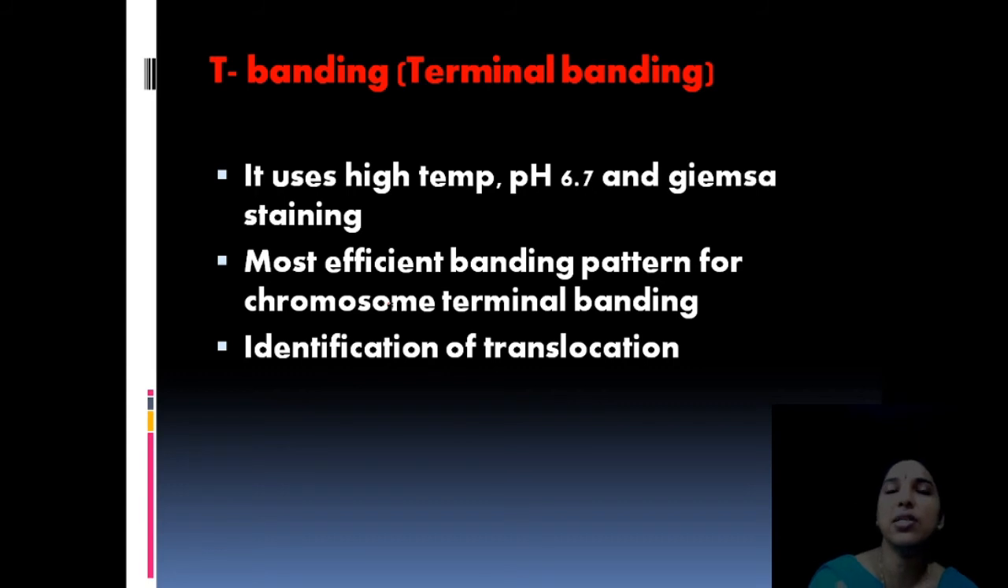Now, T-banding, no more details regarding it, only that it is known as terminal banding, that is the telomere region. Usually high temperature is applied, and Giemsa staining is applied at high temperature, and the banding pattern is efficient for chromosome terminal banding, that is the telomere region, and helps in identification of translocation. You know the terminal translocation process. In order to study that, it is very easy.